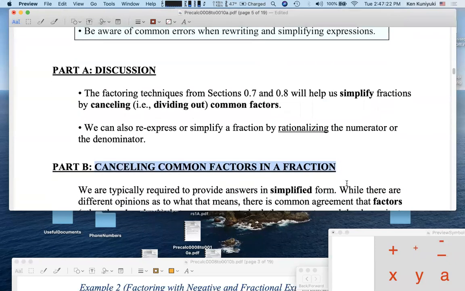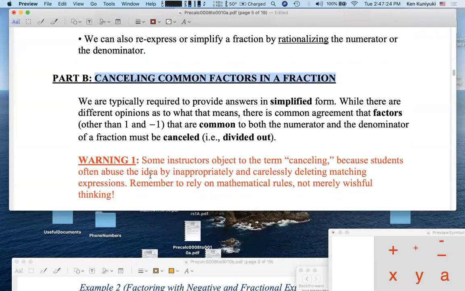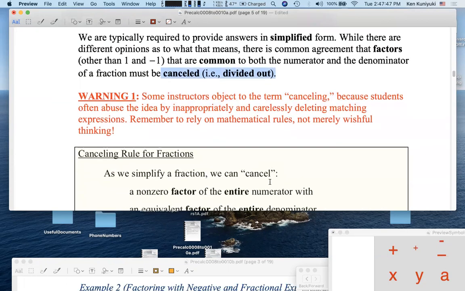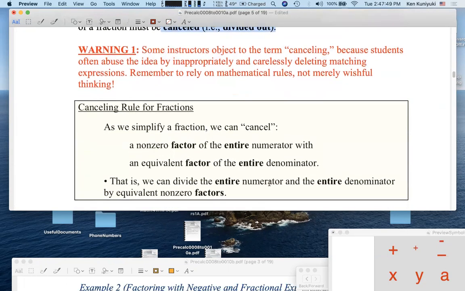Very important. Now, some instructors object to the term canceling because students get what my colleague Tony Parsons calls cancel happy. Students often tend to match things up and try to erase them. Be very careful about that. And in fact, a better term than canceling might be dividing or dividing out. When you're canceling, you're really dividing. So what are some principles for canceling or dividing with fractions?